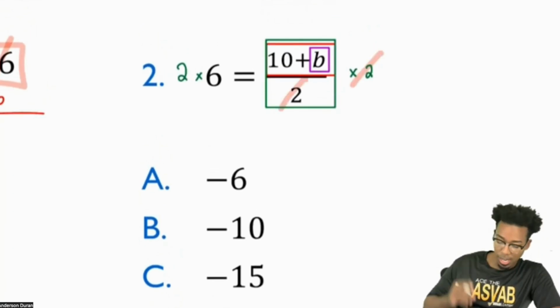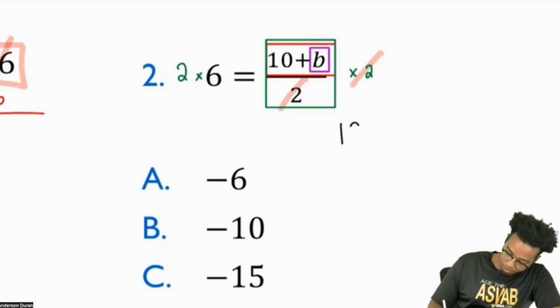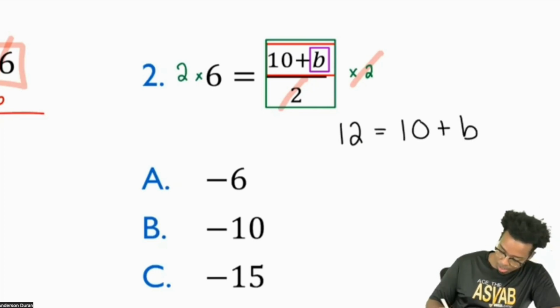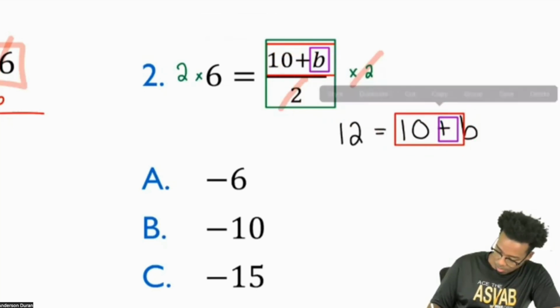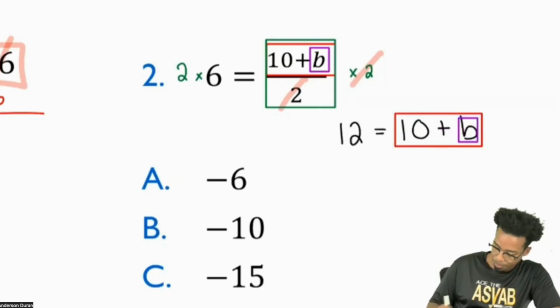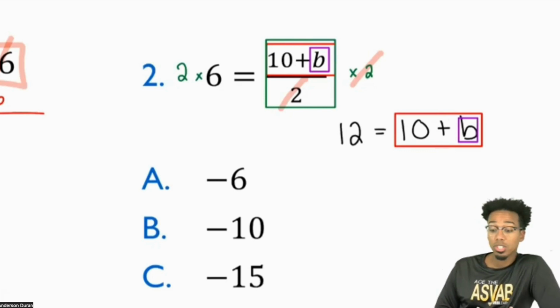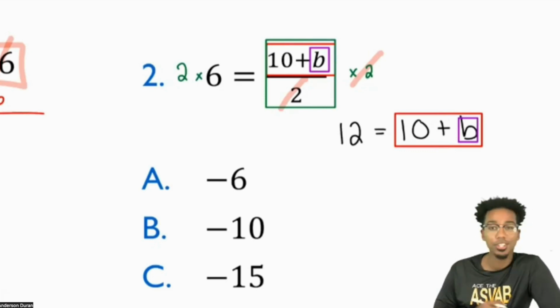And then we see that everybody, what's 2 times 6? That's going to be 12. And we have 12 equals 10 plus b. So allow me to go ahead and grab this again. Okay. And so now that we're here, now we just need to get rid of that 10 and we're good.